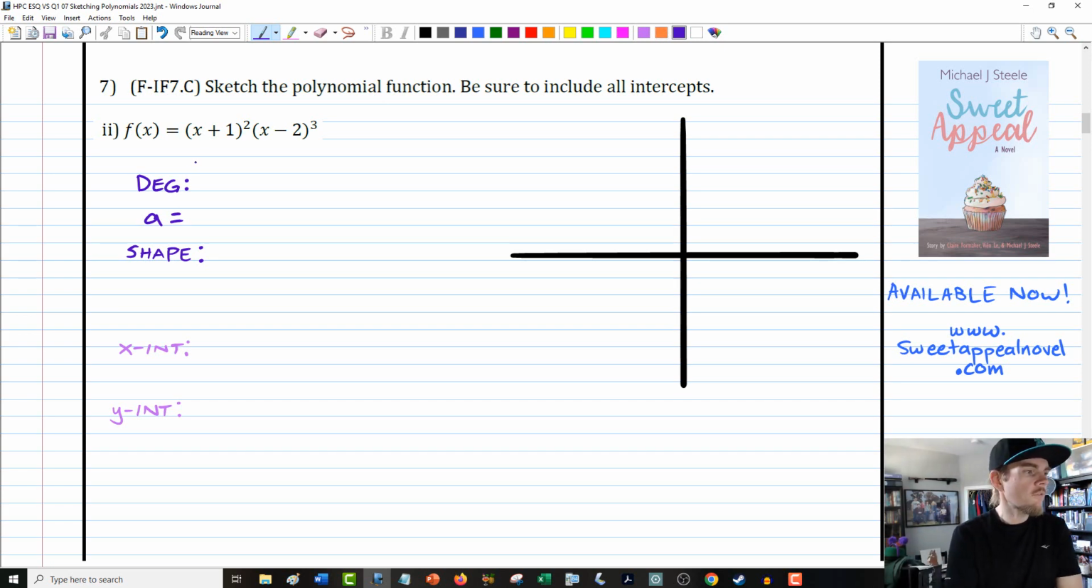So in this case, we want to first determine the degree. And I'm going to follow the exact same approach that I did on the previous one. Degree is a little bit harder to find when we're given a polynomial in factored form. But in this case, we'll do the same thing.